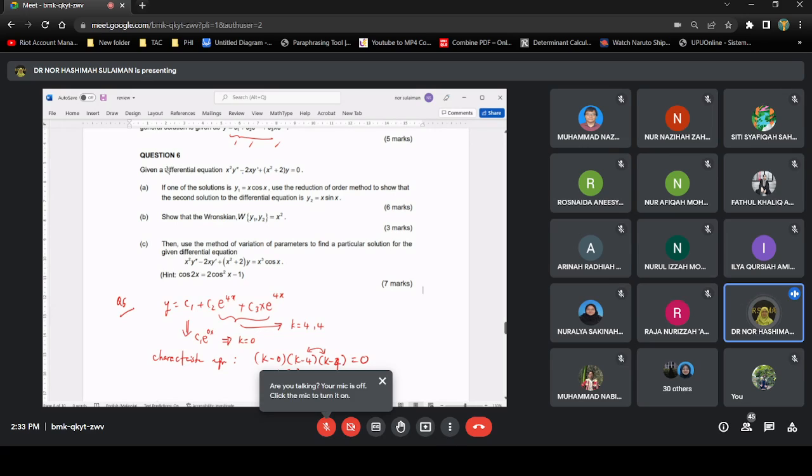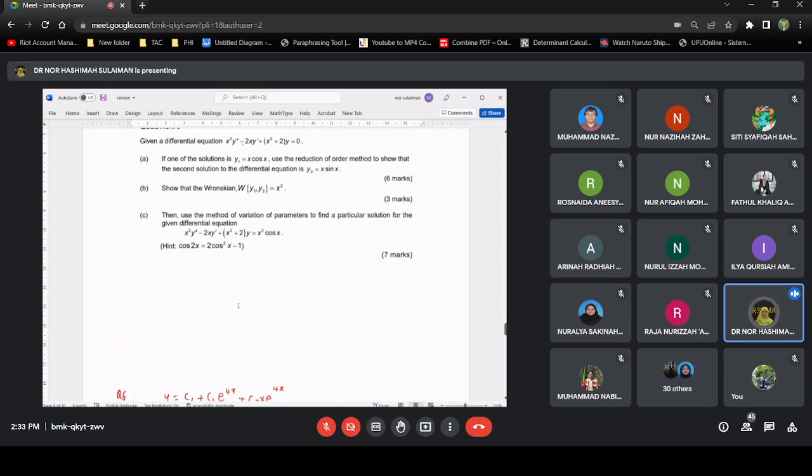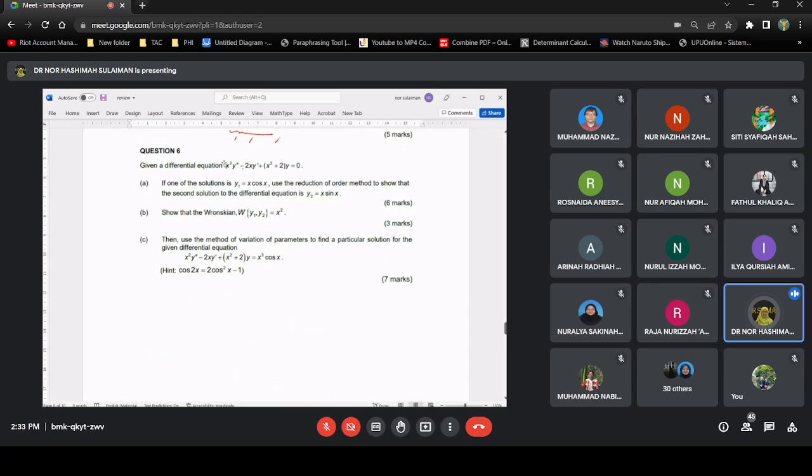Okay, question number 6. You are given a differential equation. Let me just enter yang bawah ni supaya kita ada ruang yang dekat lah dengan soalan tu. Okay, now you are given a differential equation. Okay, anyone knows what do we call this equation? Is it a Cauchy-Euler? What do you think?